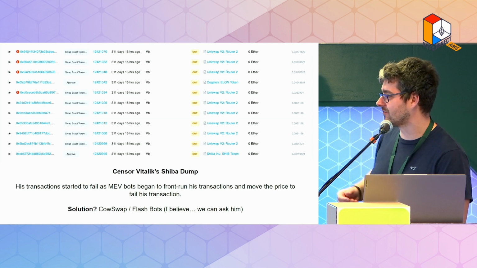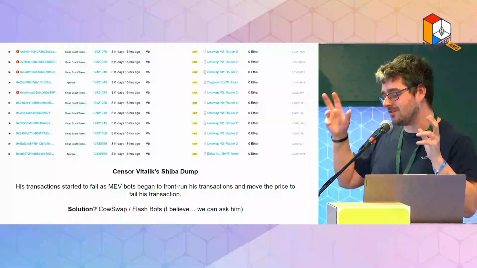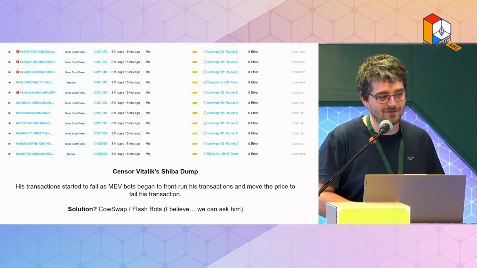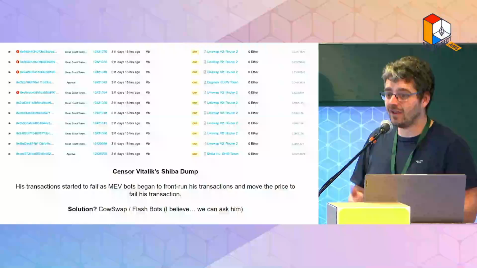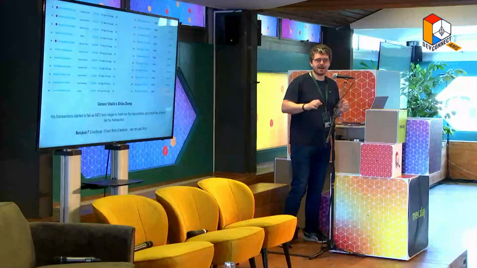Now, I've always believed, maybe there's better data for this, but my understanding was that MEV bots noticed Vitalik was dumping these tokens, and they applied their MEV strategies and forced his transactions to fail. Because his transactions failed, he couldn't dump his tokens, and he was effectively censored by the Dark Forest. Now, I believe, and we can ask him, he was around at this venue, I think he used CoW Swap to get around the Dark Forest, or Flashbots.